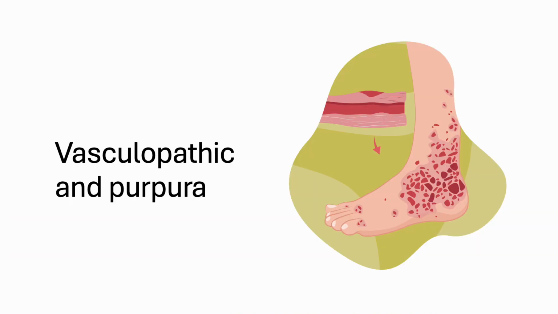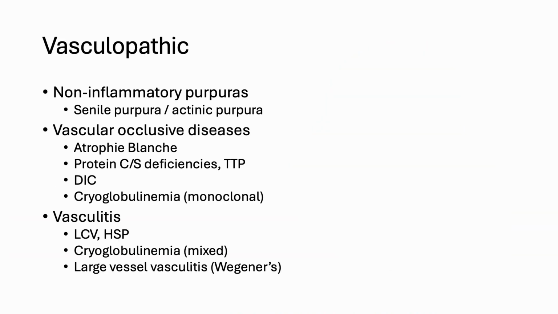Let's move on to the vasculopathic and the purpura category. This is the broad category of the vasculopathic, including non-inflammatory purpuras, including senile purpura or actinic purpura. And the second big category is the vascular occlusive diseases or vasculopathy, including atrophie blanche or protein C/S deficiency, those occlusive disorders. And the third big category is the vasculitis, including the leukocytoclastic vasculitis and the Henoch-Schönlein purpura, etc. Because of the time of this lecture, I cannot go into very much detail.